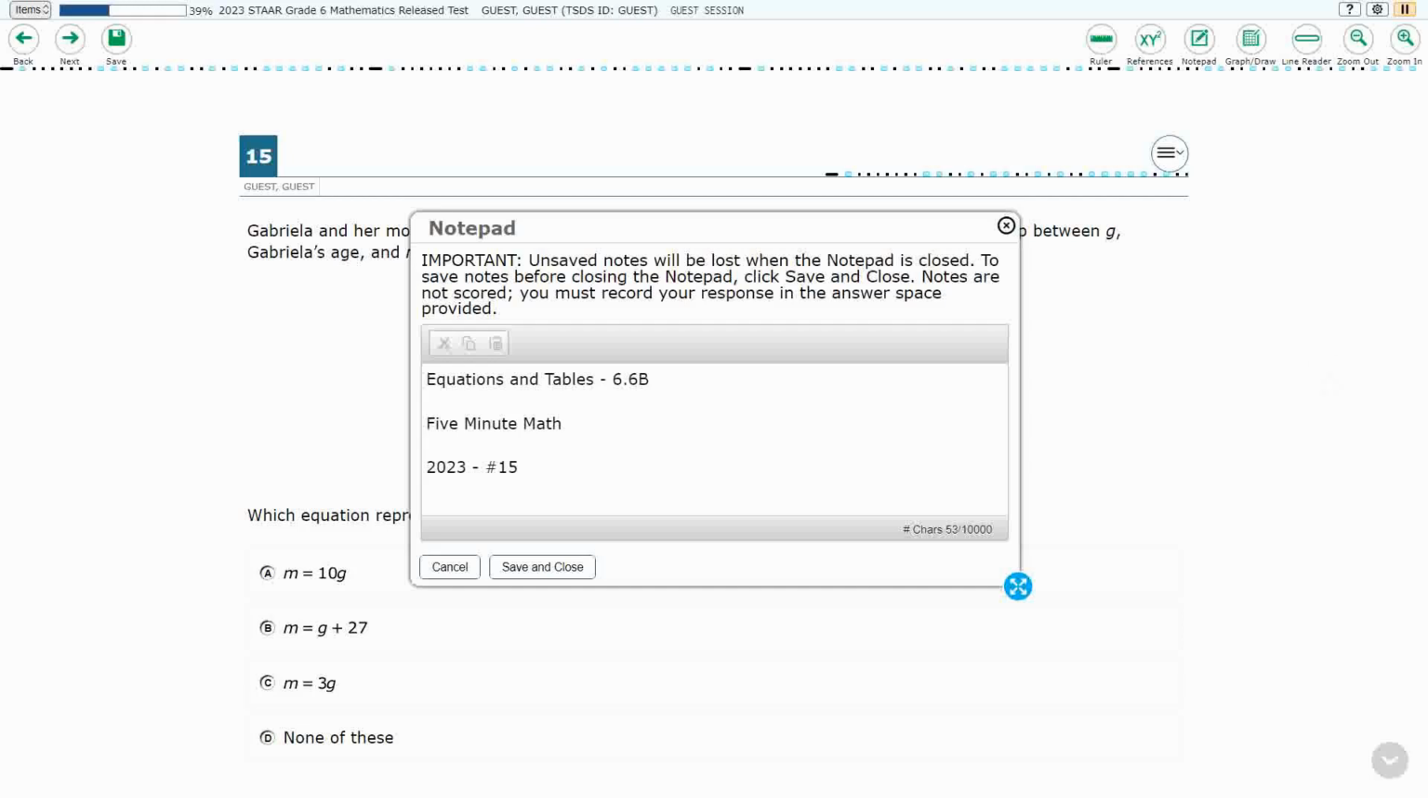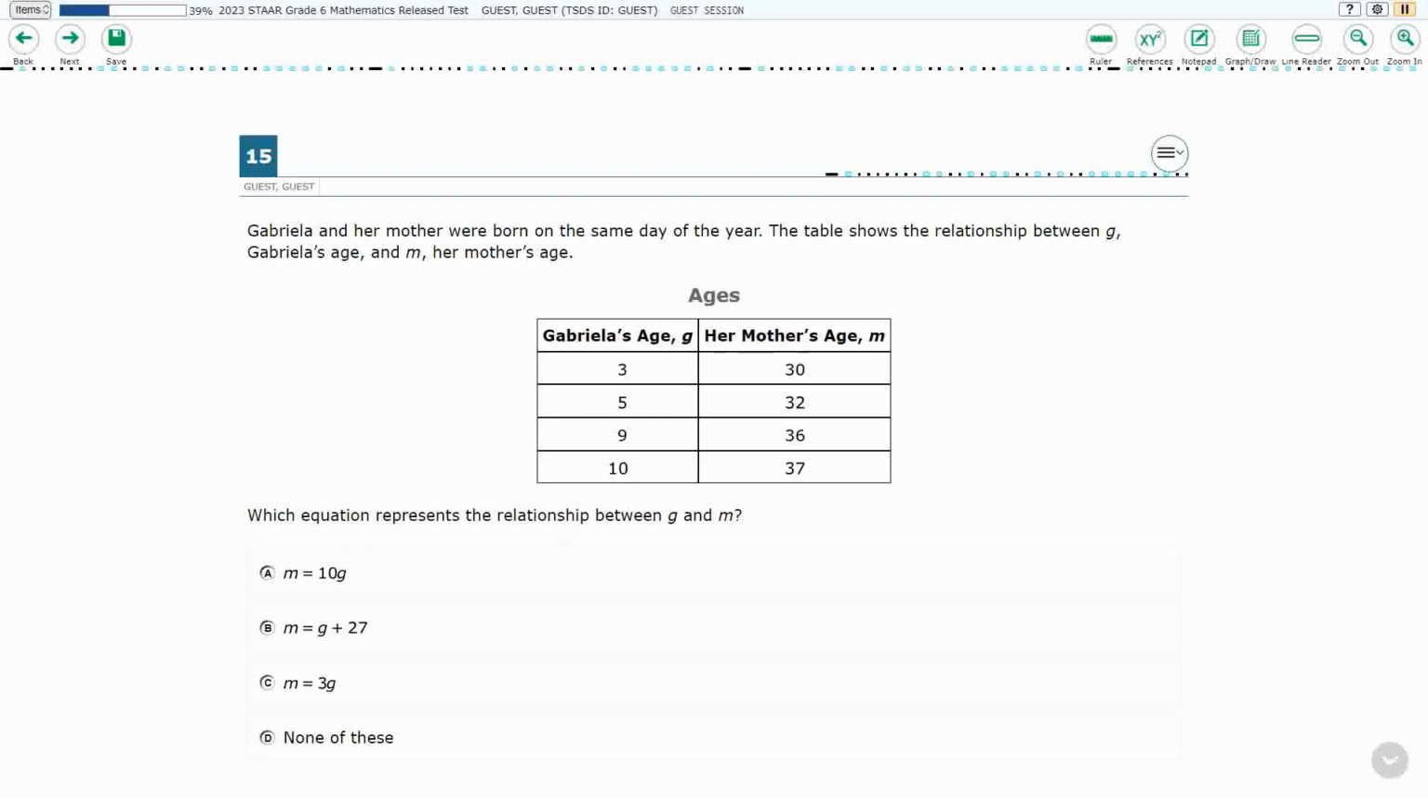Today we are looking at the 6th grade concept of equations and tables. This is standard 6.6b in the great state of Texas, and we are using item number 15 off the 2023 released STAAR test. If you haven't done so already, please go ahead and take a moment to pause the video, work this problem out on your own, unpause it, and we will look at our answers together.